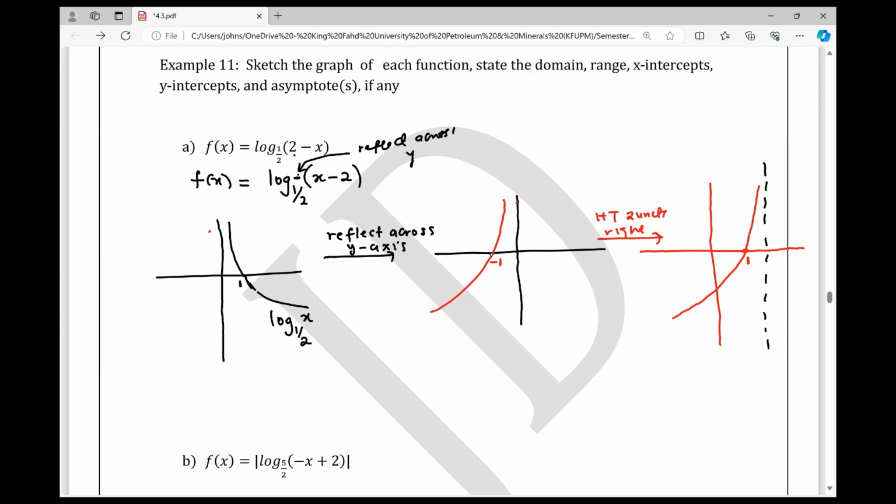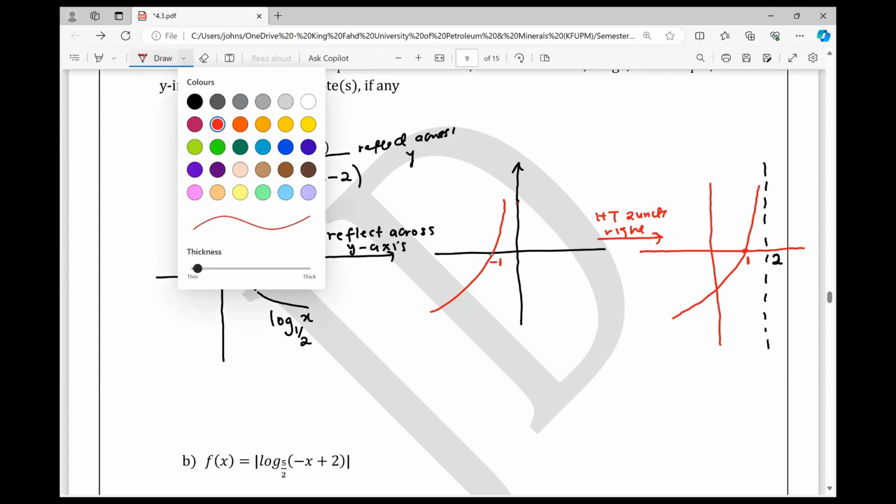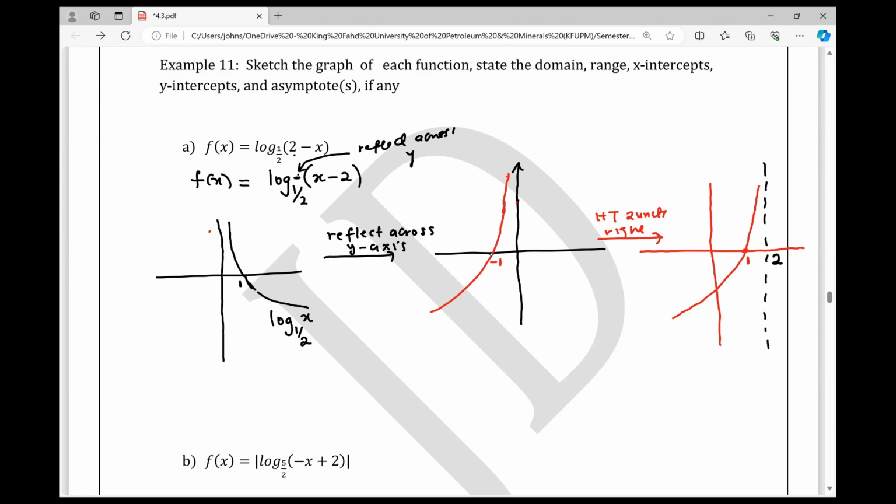You can see the vertical asymptote now is going to be x equals 2. So this is our vertical asymptote, right? Because at this point here, the vertical asymptote was actually 0, because you are going closer to 0. But after the shifting, it's no longer going closer to 0, it's going closer to 2.